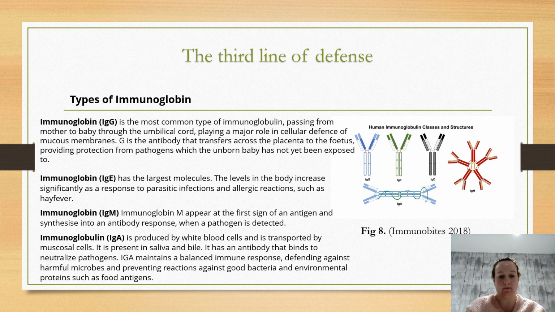Immunoglobulins are made of 4 chains arranged in a Y-shaped configuration, consisting of 2 light chains and 2 heavy chains of polypeptide, allowing each immunoglobulin class to function in a different way during the immune response.